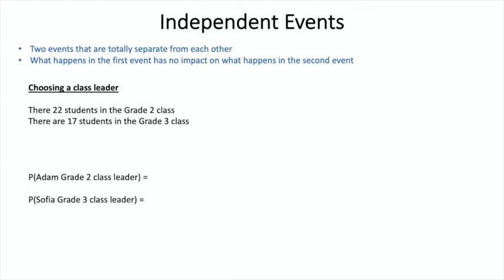There are 22 students in the grade 2 class and the teacher's going to randomly pick a name out of the hat. And there are 17 students in the grade 3 class, and their teacher's also going to randomly pick a name out of the hat to see who the class leaders are. Adam really wants to be the grade 2 class leader. And Sophia, she really wants to be the grade 3 class leader.